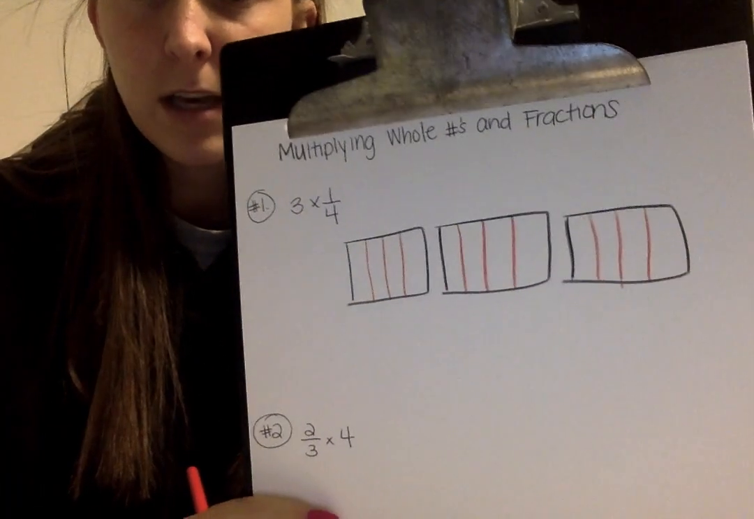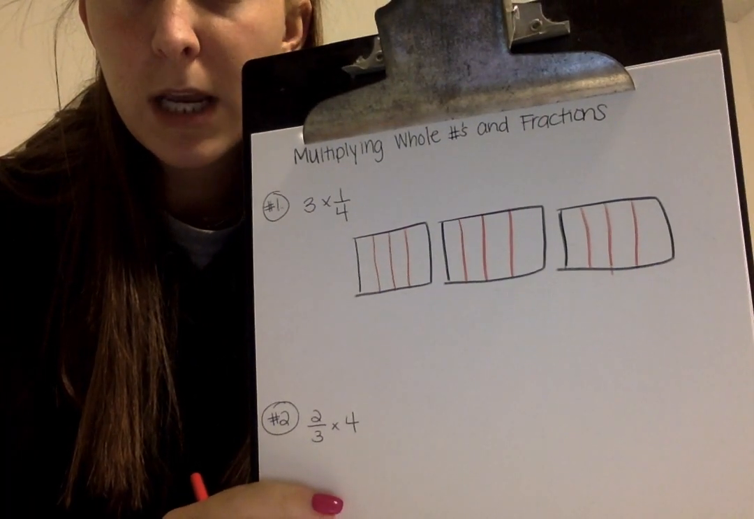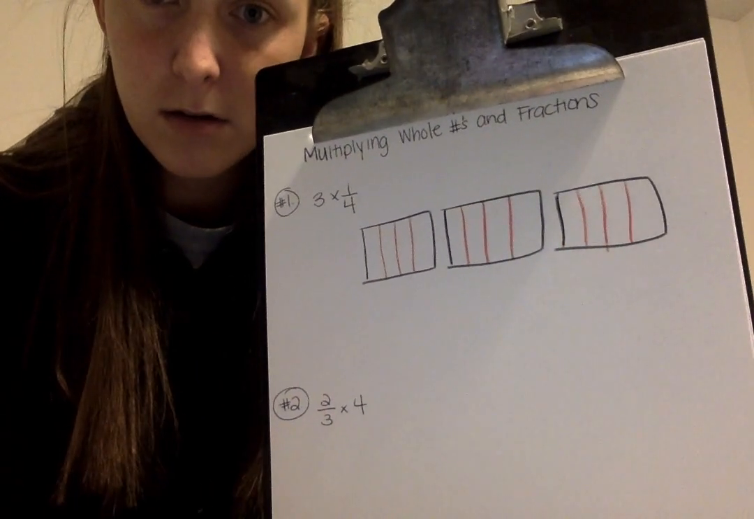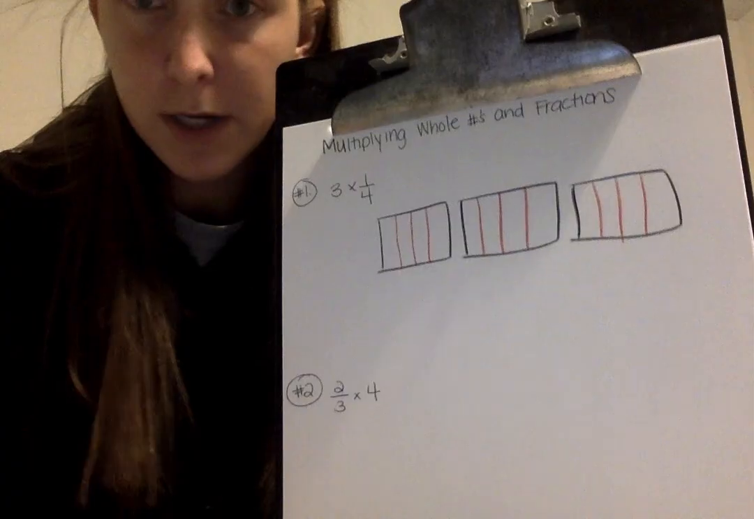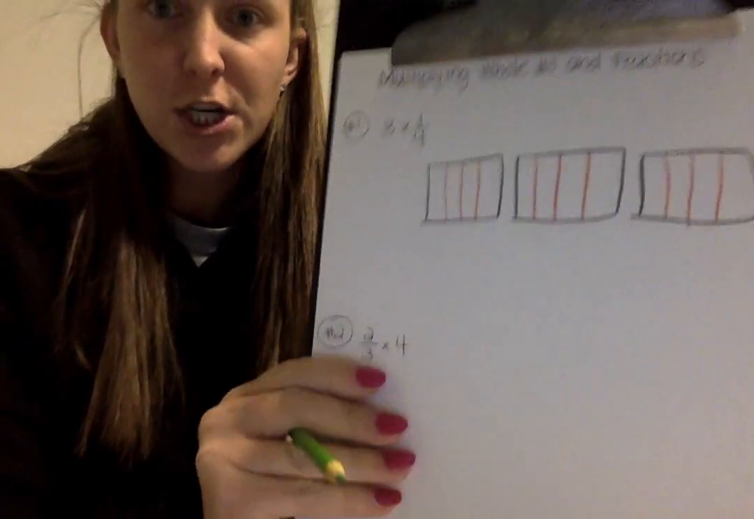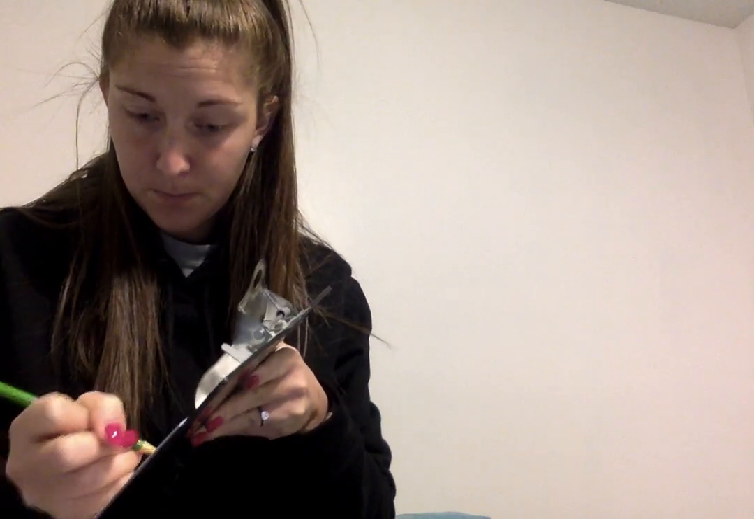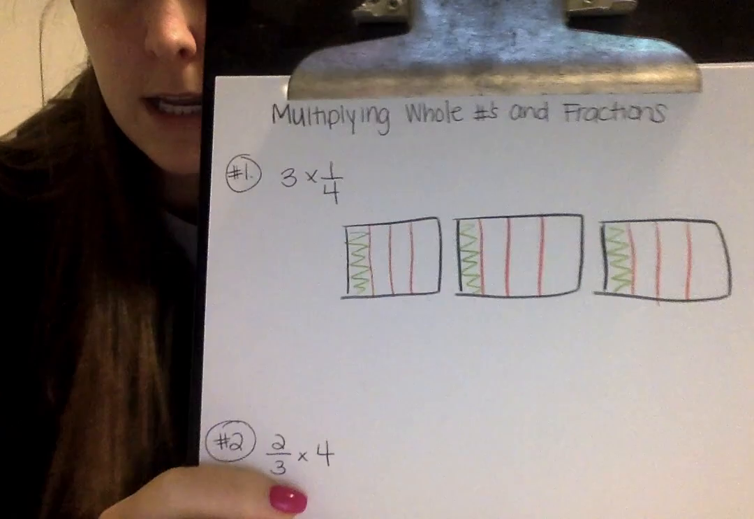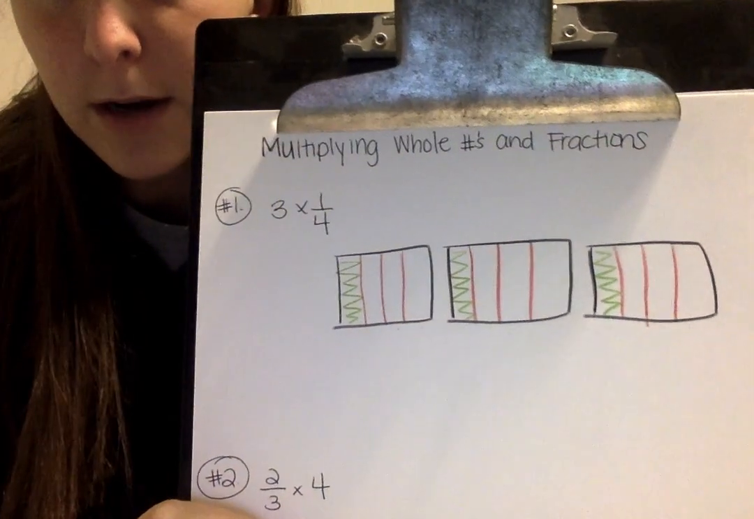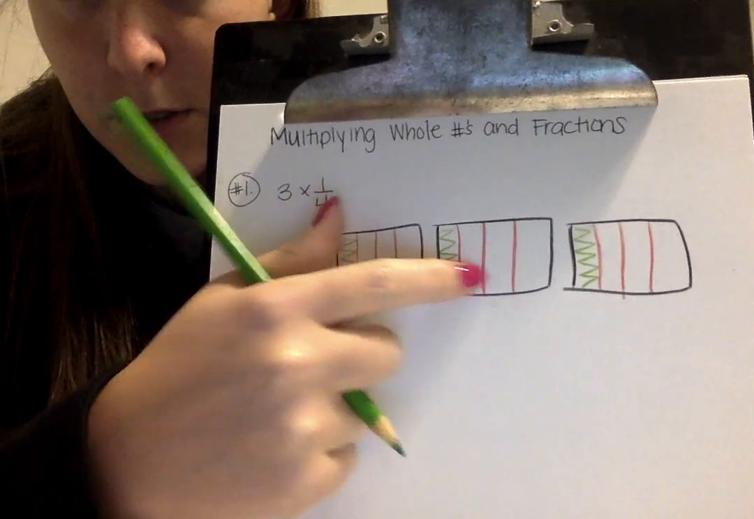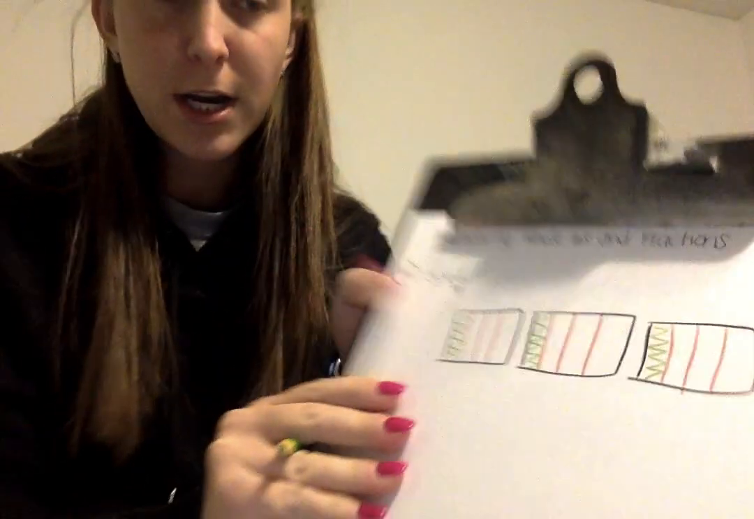So I have this. How many pieces do I need to shade in of each of my 3 rectangles? Well, I have to shade in 1/4. Again, looking at my fraction, that's what my fraction tells me. Now, looking at my model here, how many of my pieces are shaded in? There's 1, 2, 3 pieces that are shaded in. That's going to be my numerator.